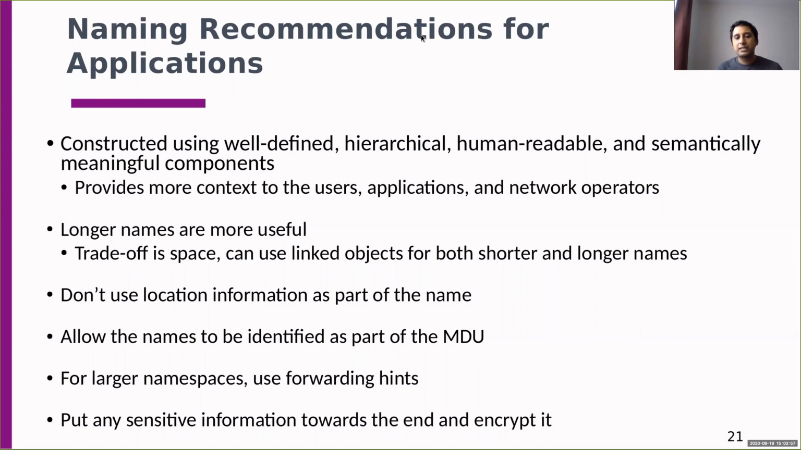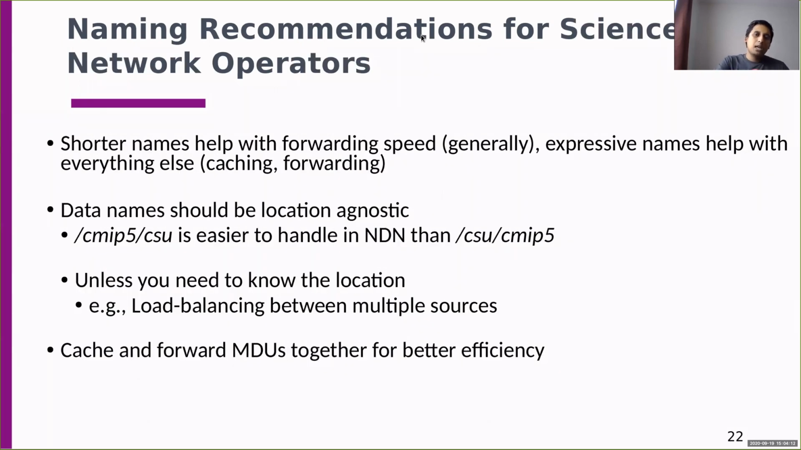Any sensitive information should be put towards the end of the name and then encrypted, so that the routing functionality and the forwarding functionality is not affected by that encrypted portion of the name. As for recommendations for science network operators: shorter names are generally faster, I know it depends on the implementation. But expressive names help with everything else, caching, forwarding, things like that.